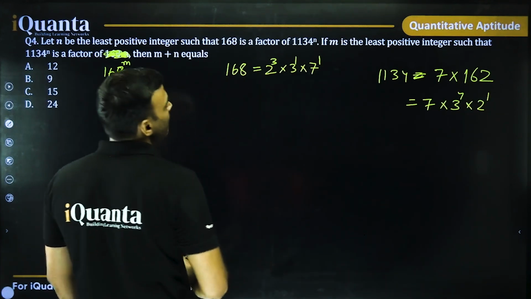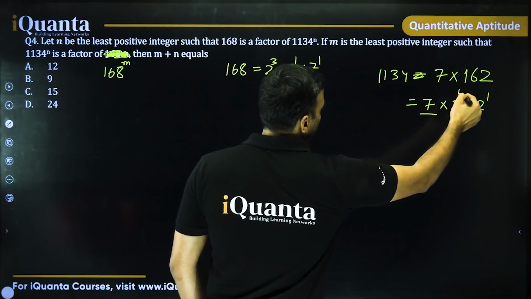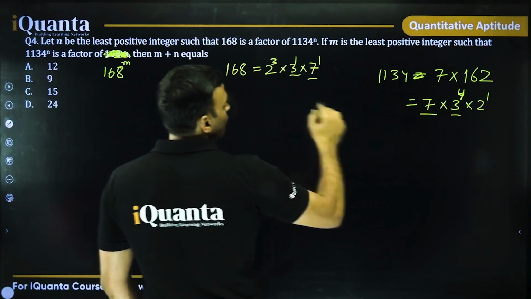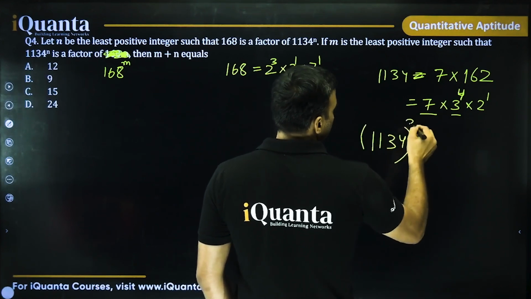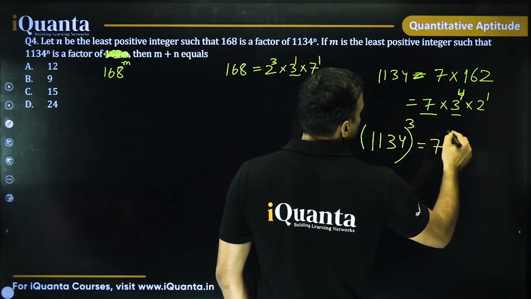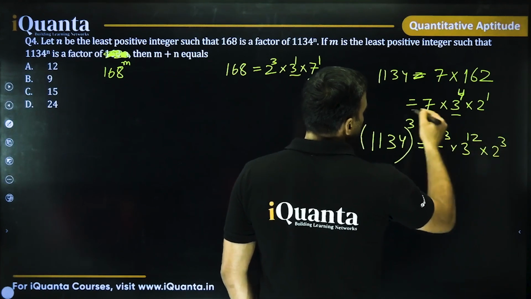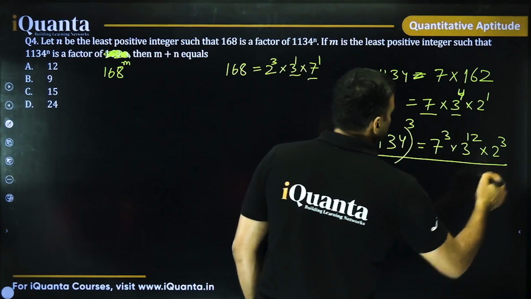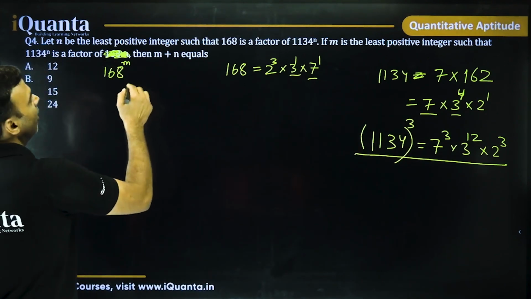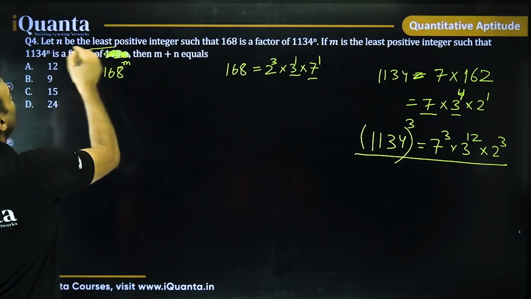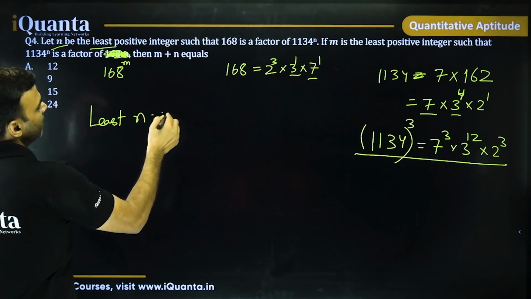And we need a 3 and a 7. That is there. In fact 3 is already more. Okay. And I need 2 cube. Here we have 2. So what should I do? I should take 1134 to the power 3, so that we get 7 cube into 3 to the power 12 into 2 to the power 3. What did I do? I just took the cube. Okay, great. Now this number is definitely going to be divisible by 168. So the least value of n is 3.